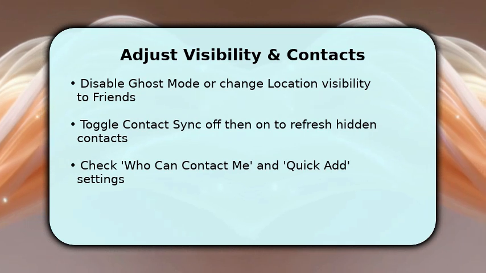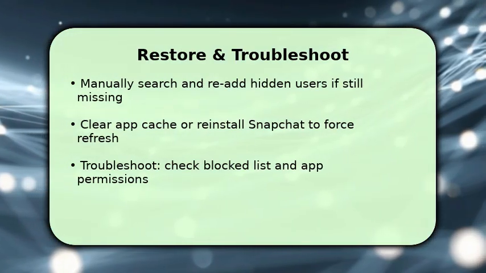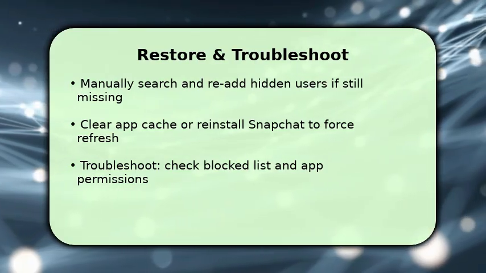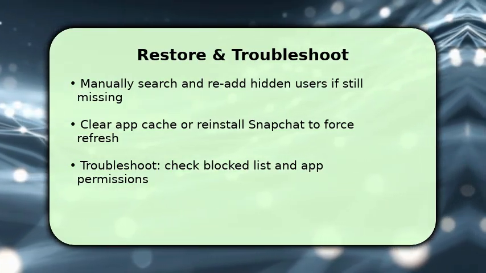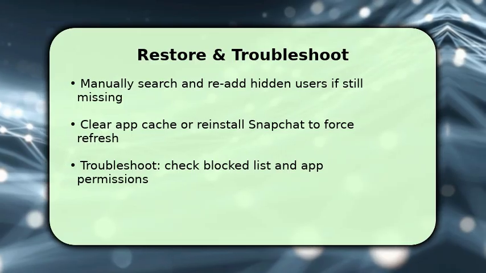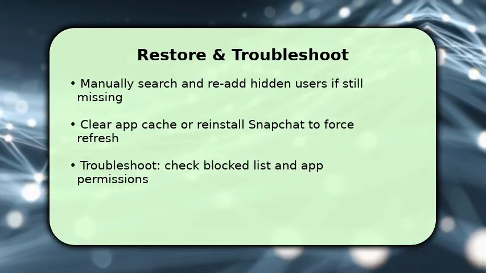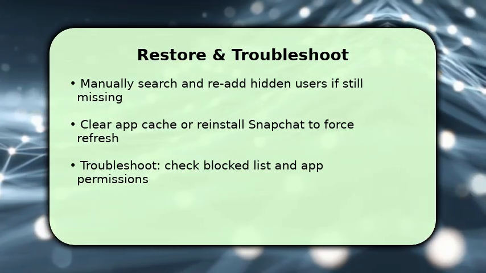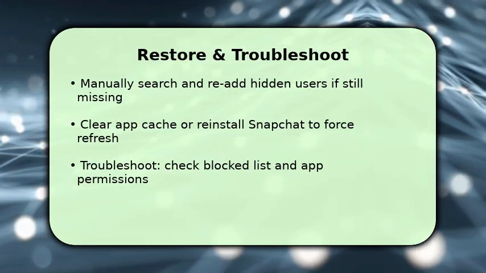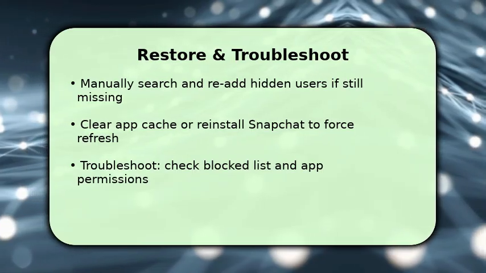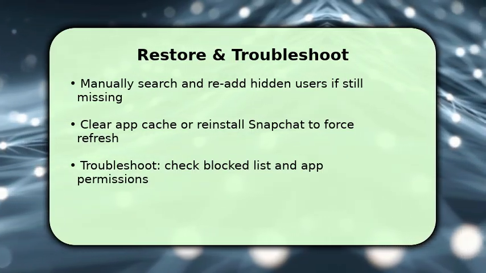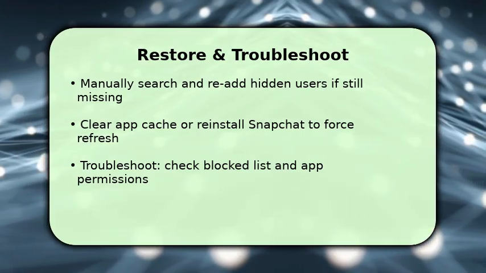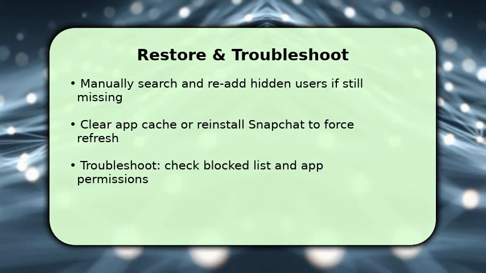To finish, search for the hidden person by username or phone number and re-add them if Snapchat didn't restore the connection automatically. If that fails, clear Snapchat's cache from settings or uninstall and reinstall the app. This forces a fresh sync. Also, inspect your blocked list and unblock any accidental entries, then confirm contacts and location permissions once more. If problems persist, try signing out and back in. That session reset often resolves lingering sync or visibility issues.